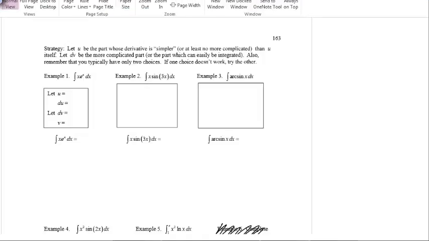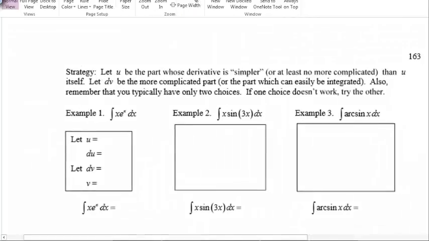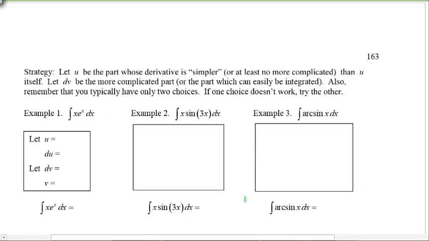If you've turned the page with me, the question once again is, what should u be? u is the part whose derivative is simpler. The goal when you choose u is that you should not get a more complicated derivative. dv most likely is the more complicated part, or the part that can be easily integrated. Usually there are only two choices, so if one choice doesn't work out very well, just do the other one and try.